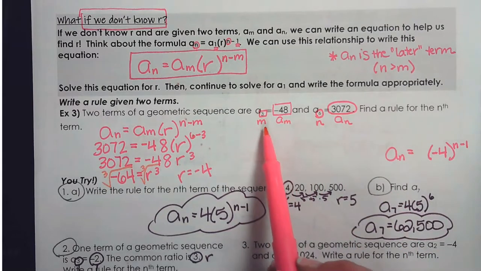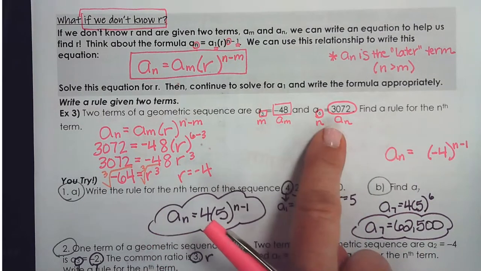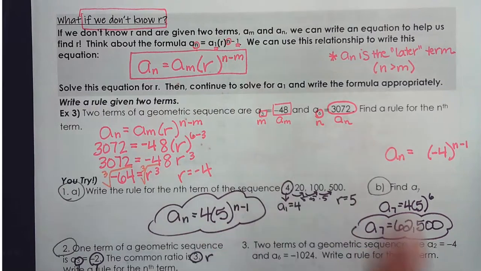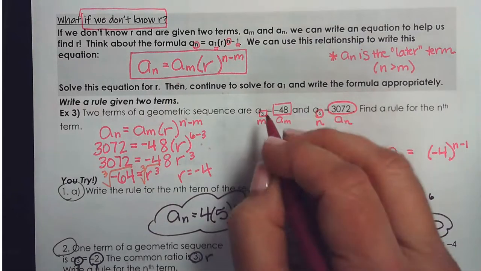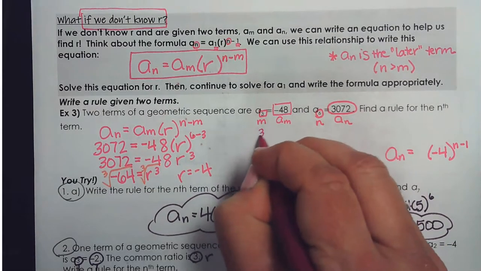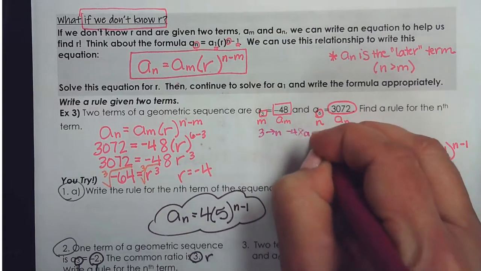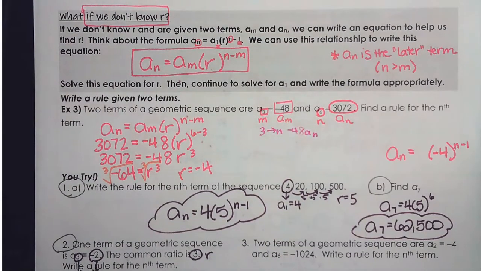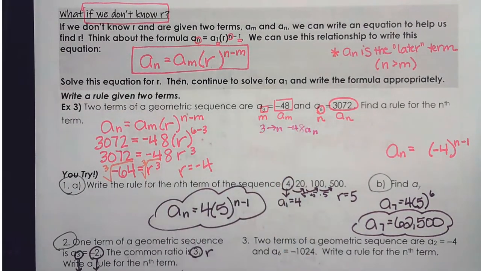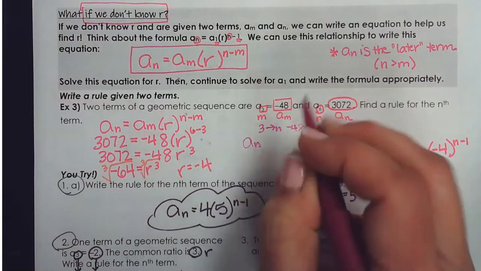Do you want to use the 3, negative 48 or the 6, 3072? The 3, negative 48. Okay, sorry, the 6, 3072. All right, so let's do that. So what that means in our formula now, just to be clear, is that the 3 is going to be our n, and our negative 48 is going to be our a sub n in that formula. Do you understand what I'm saying? Even though it was a sub m here, if we're using this in the regular formula, now that's going to be our a sub n.